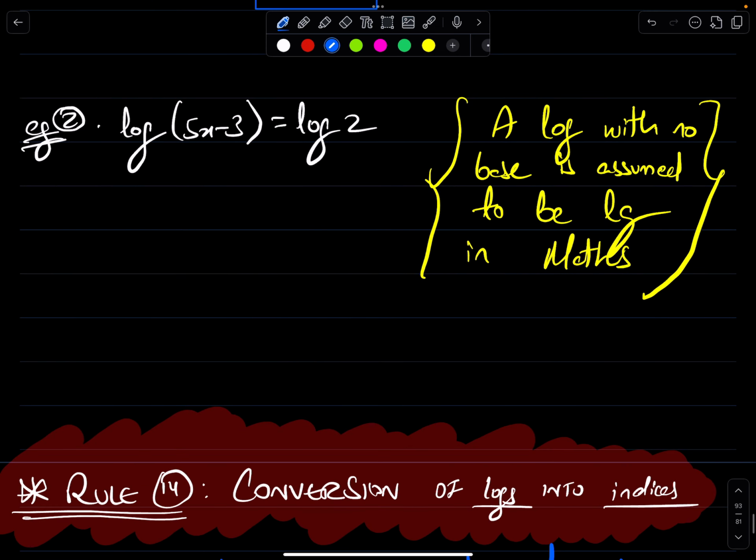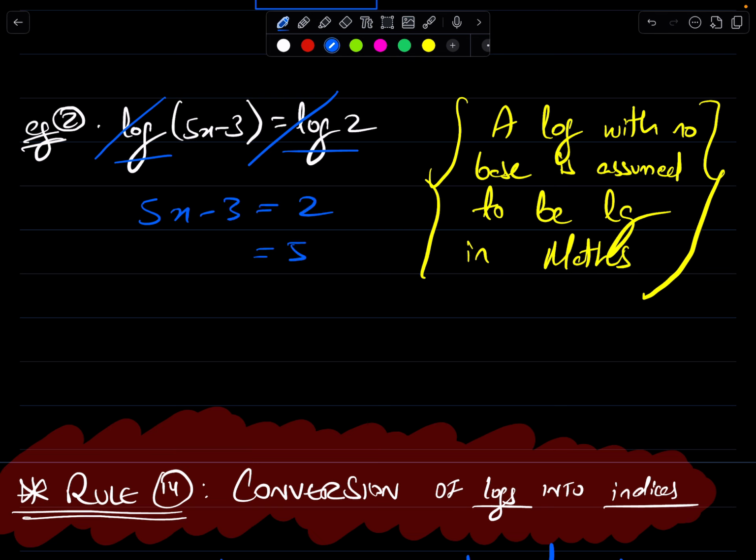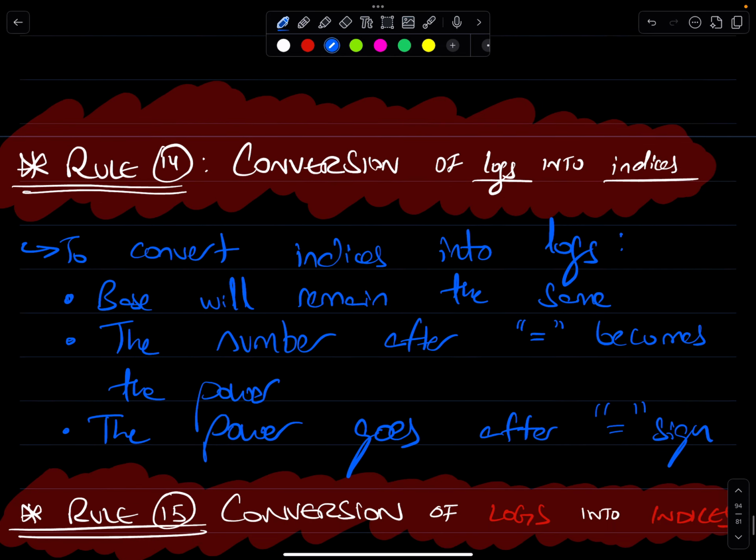In this case, log with no base is assumed to be Lg. Thus, we'll cancel out the logs, and we have 5x minus 3 is equal to 2. This would become 5x is equal to 5 and x becomes 1. How simple can this possibly get?